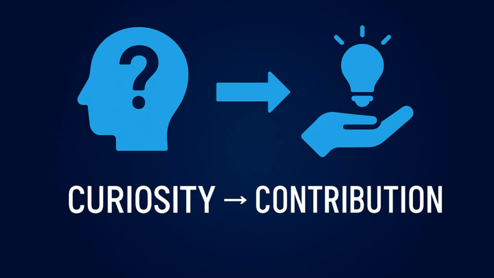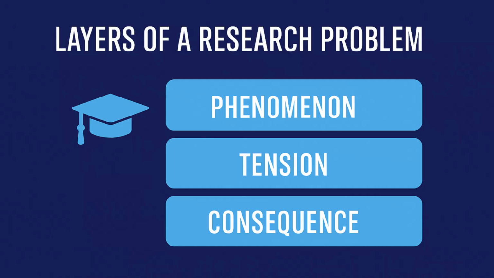Once you've located that kind of tension, you're ready to build it into a more refined research problem. That involves 3 layers. First, anchor your study in a real phenomenon, something visible, measurable, or documented in existing systems or policies. Second, name the unresolved tension, a contradiction, inconsistency, or unknown that sits within that phenomenon.